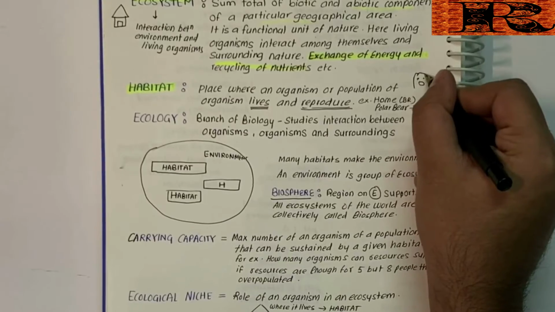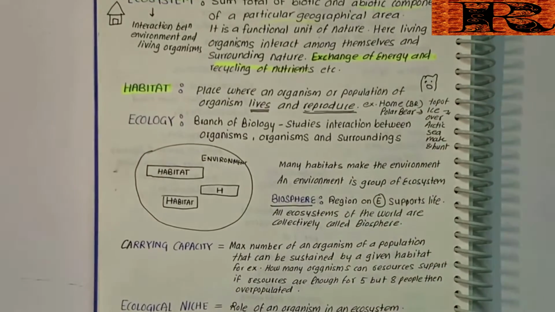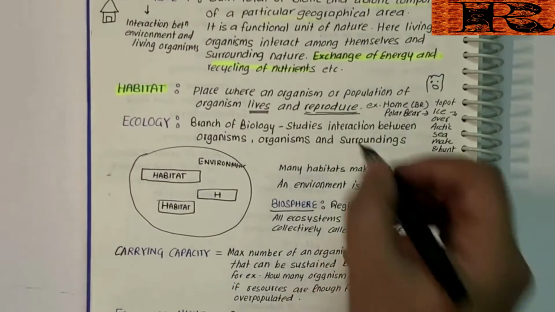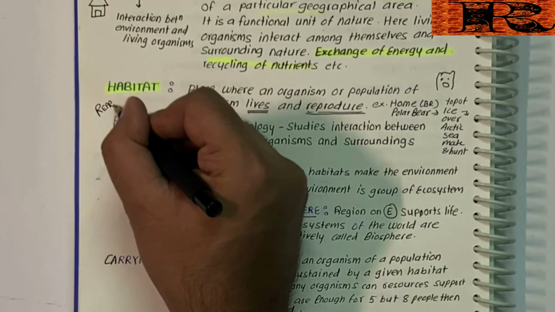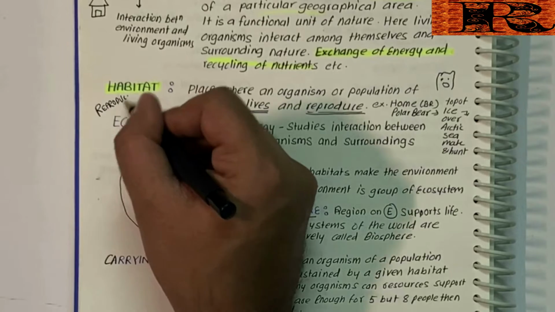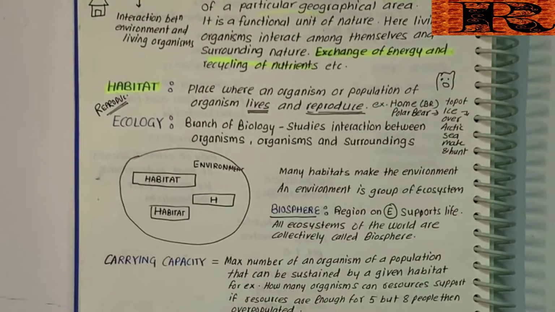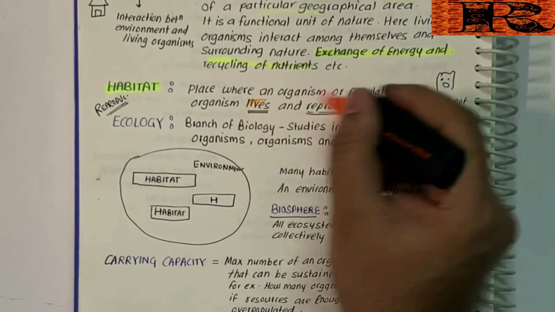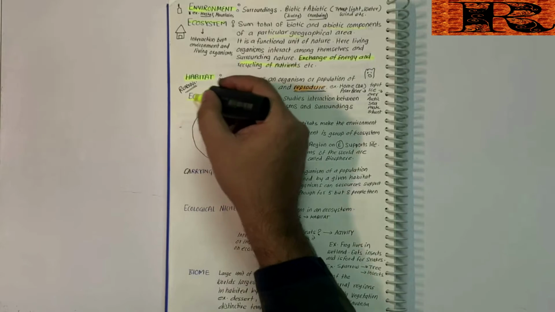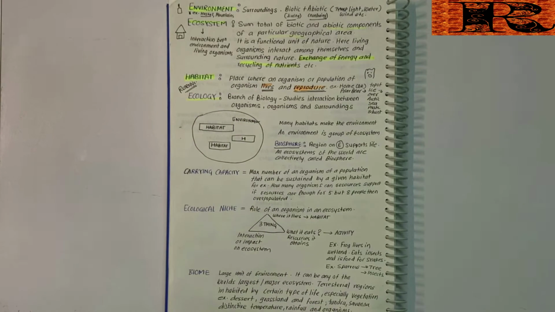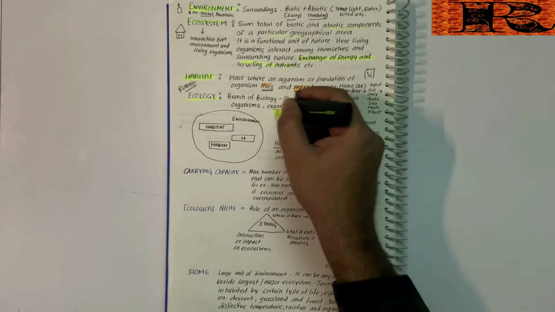Now remember that reproduction is equally important to survival. Actually, the apparent goal of every organism is to fill the available space with its offspring. So, habitat is a place where you live and reproduce. Now, what is ecology? Ecology is a branch of biology which studies interaction between organisms and between organisms and surroundings.